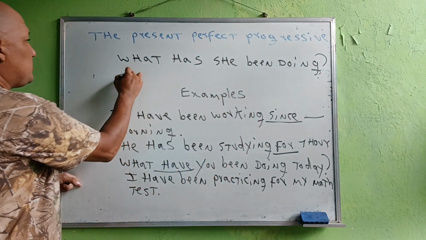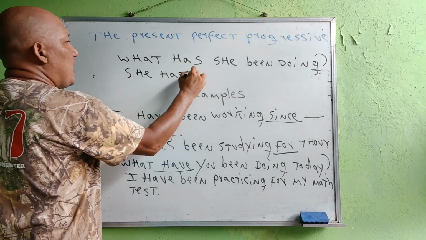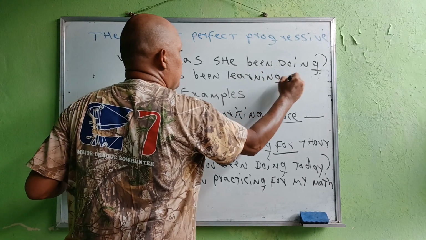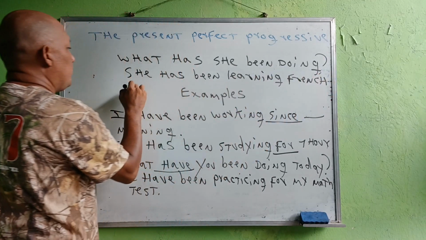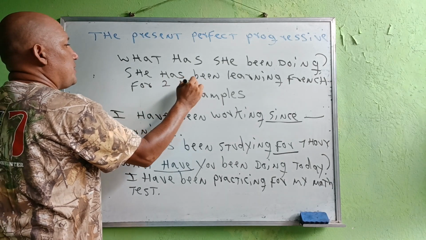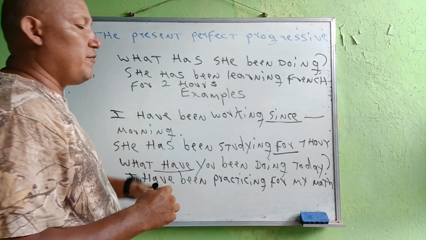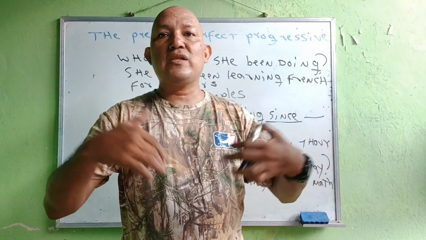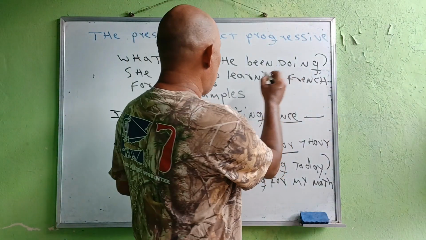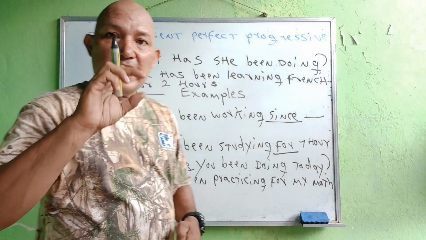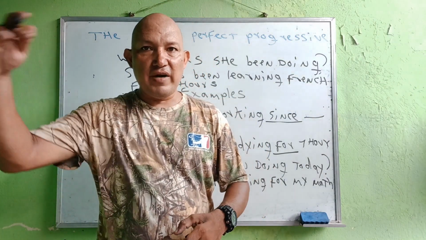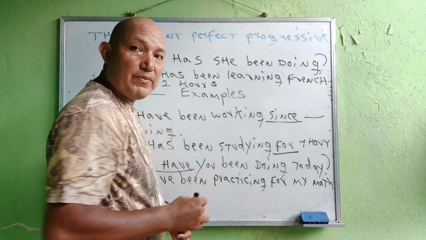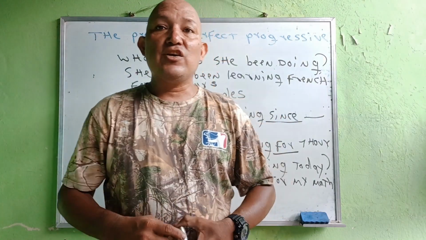For example, she has been learning French for 2 hours. She has been learning French for 2 hours. According to the activity or the action that person has been doing, that's how we're going to answer. Remember, we use for when we are talking about a period of time, when we are specifying a period of time, and we use since when we are talking about the beginning of the time.